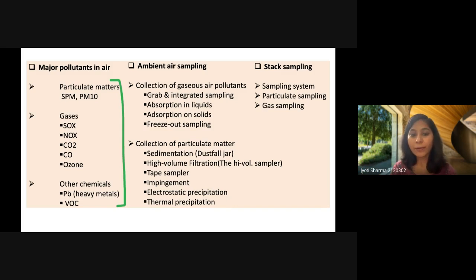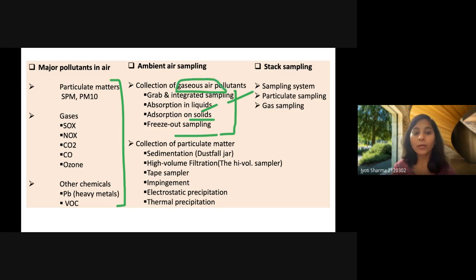And we have four methods of sampling here, if you can see. The first is grab and integrated sampling. Then we can absorb it in liquid, we can adsorb on the solid, and we can also freeze out. So these are different methods of sampling for the gaseous air pollutants.